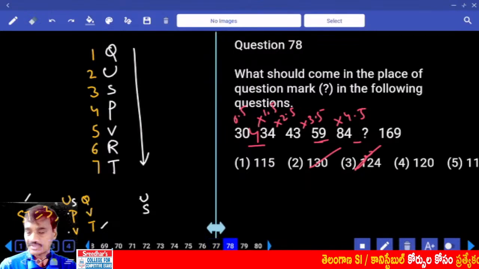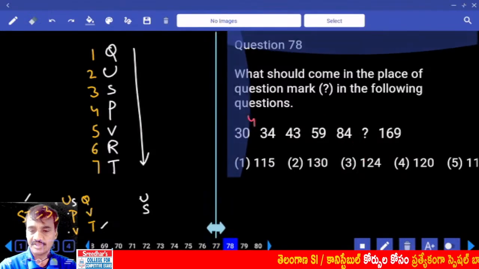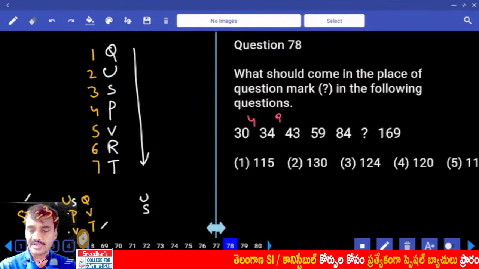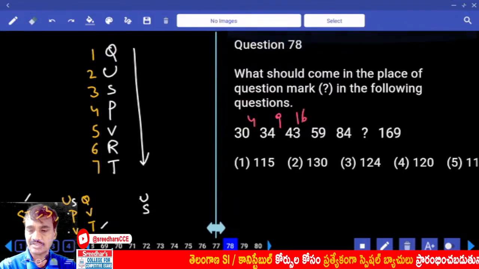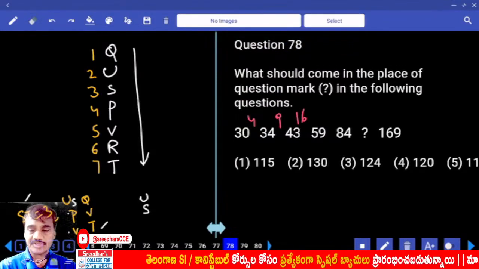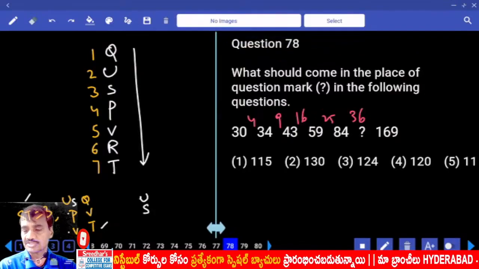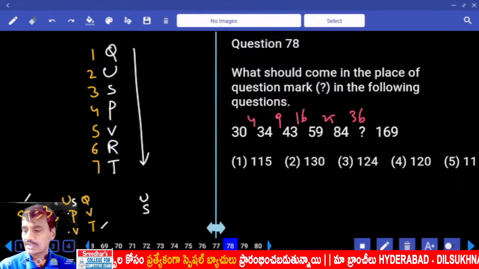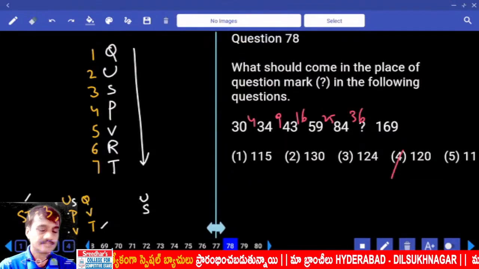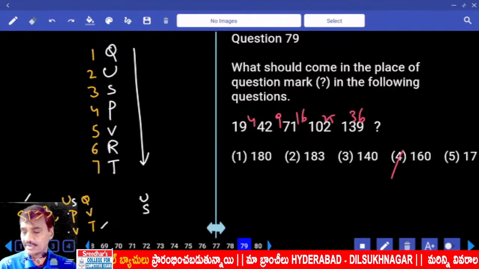Then 78. Now here the difference is 4. Then 9, make it 16. 2 square, and 3 square, 4 square, 5 square, 6 square. 36 means 8 plus 3, 11 plus 1, 12. 120, choice 4. Then 79.